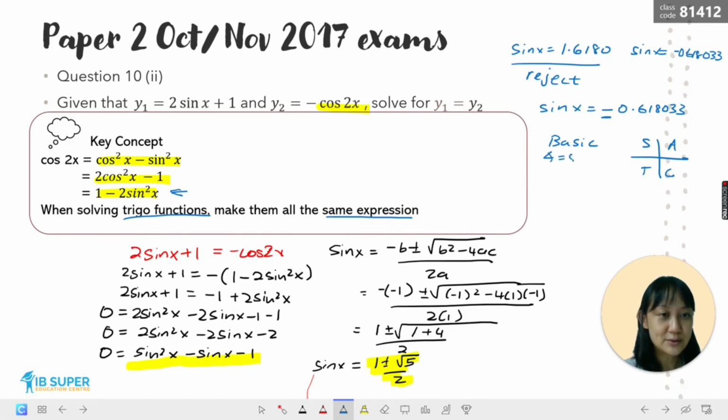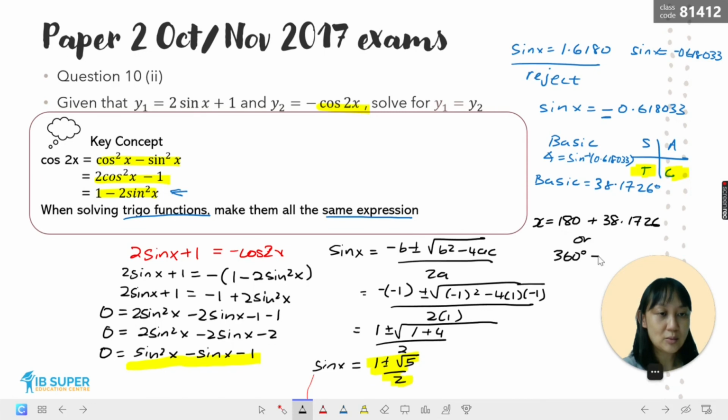So basic angle equals inverse sine of 0.618033. That gives you basic angle equals 38.1726 degrees. And since this is negative, for sine, it lies in the third and fourth quadrants. So your answer will be 180 plus 38.1726, or 360 minus 38.1726.